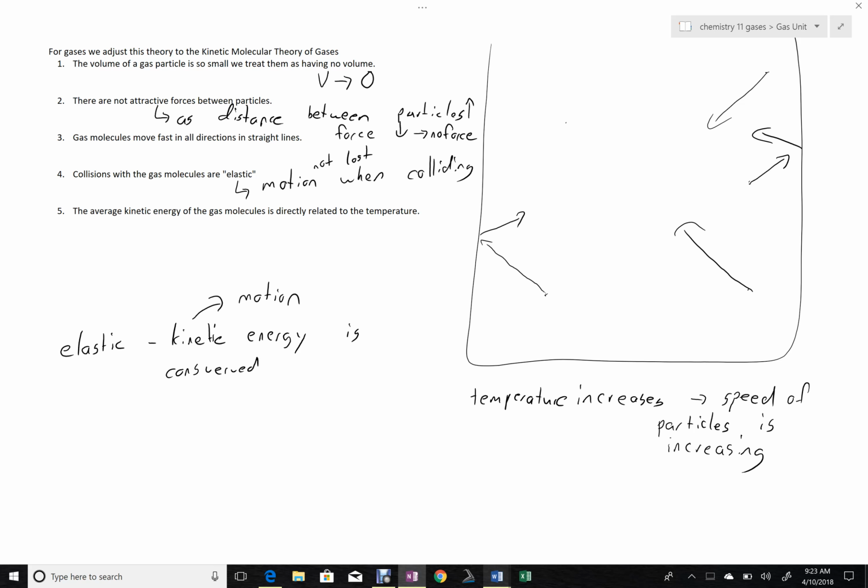When they collide with each other or the side of a container, the motion energy they have, or the kinetic energy they have, is not lost in the collision. The special name for that is that it is an elastic collision. And finally, that temperature is directly related to the speed of the molecules. So a higher temperature means that in general, the particles in that substance will be moving faster. Again, I'm going to do another follow-up video right now that talks about temperature in a little bit more detail.